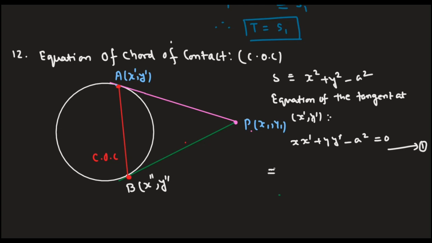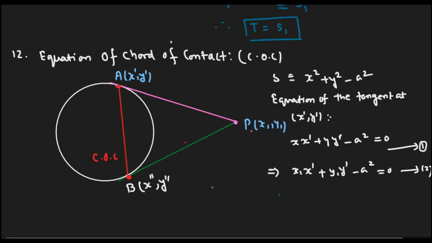Now this tangent is passing through the point x1 y1, so we can write x1 x dash plus y1 y dash minus a square, which is equal to 0. This is our equation 2. Now I am going to calculate the equation of the tangent at the point x double dash y double dash.